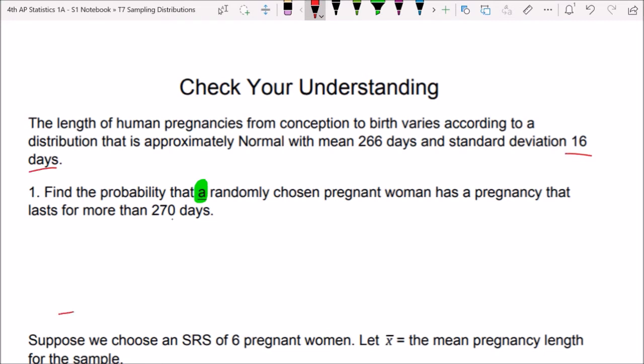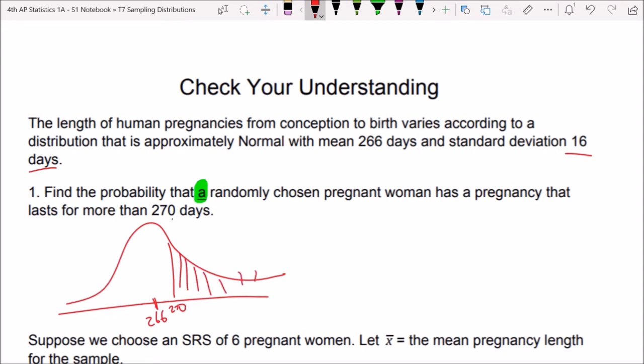So this is just a normal distribution with the mean already known at 266, and they've asked us what is the probability that a randomly chosen pregnant woman has a pregnancy for more than 270 days. Let's put 270 on here. And this is our shaded region. From here, we can go right to the calculator and just type it in.